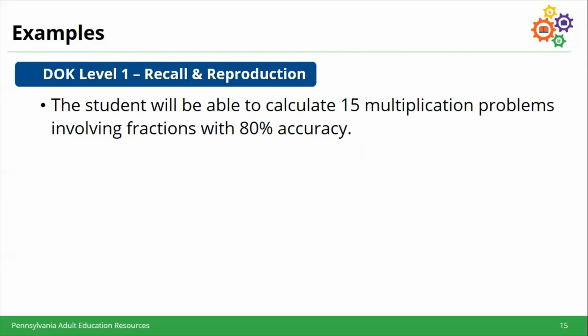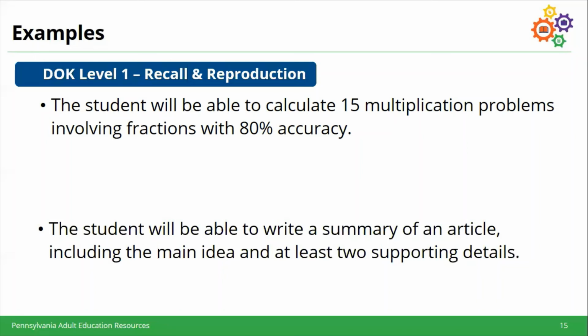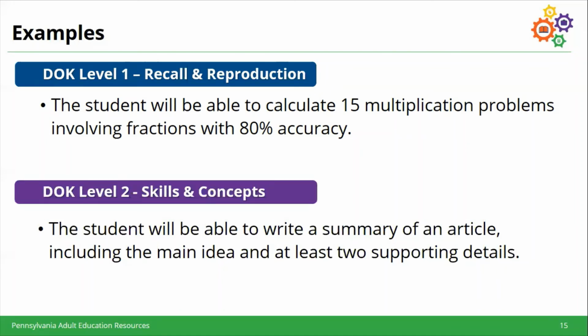The next example is an objective stating, the student will be able to write a summary of an article, including the main idea and at least 2 supporting details. This is a common assignment for students. At what DOK level do you feel this activity focuses? This is a DOK Level 2, since the learners have to think more conceptually by summarizing information and explaining how ideas are supported with details in a text.